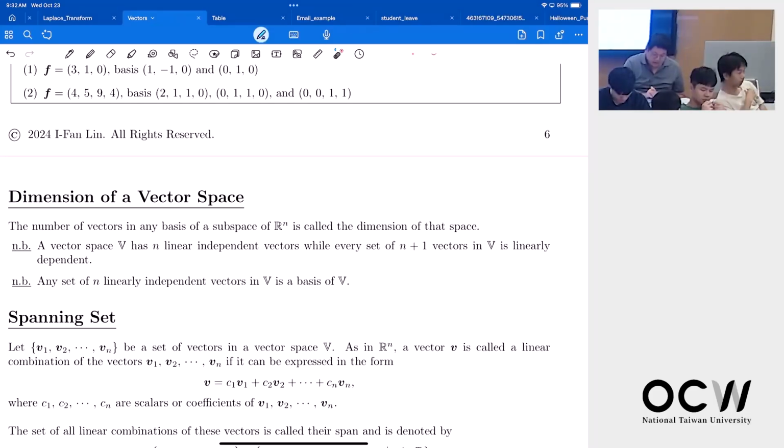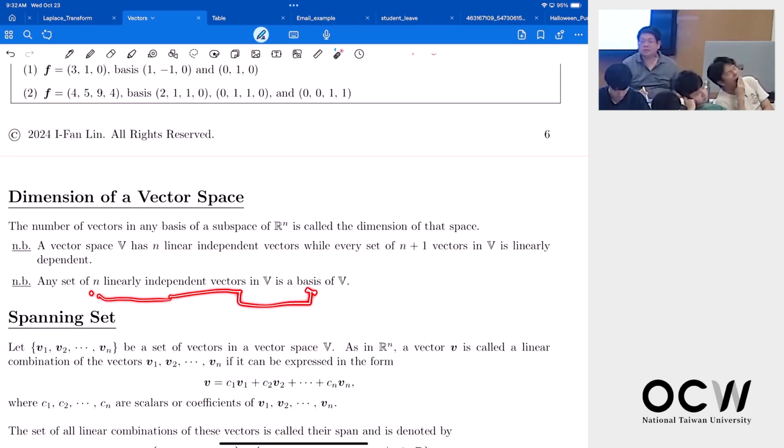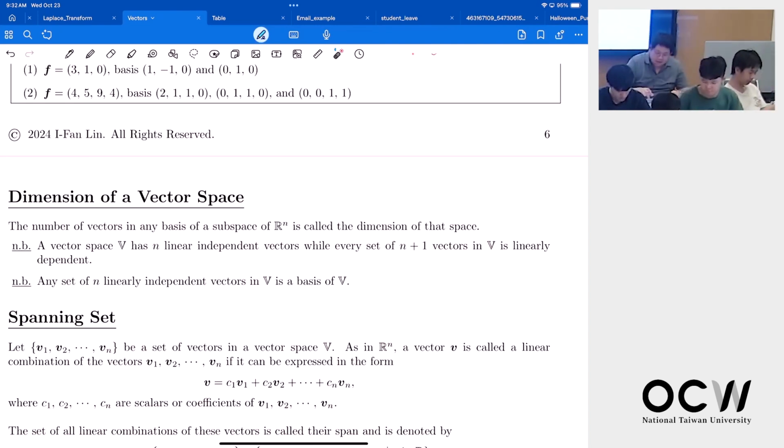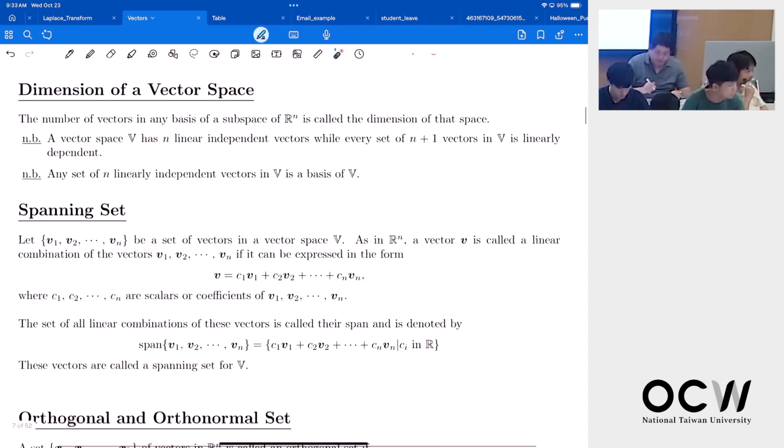So that also means that if I have n linearly independent vectors in V, then these n linearly independent vectors are the bases. Okay? Are we on the same page? Then based on this concept, let's see what is the spanning set.